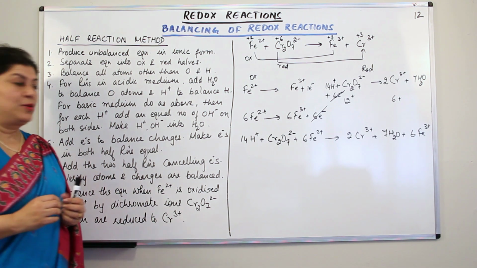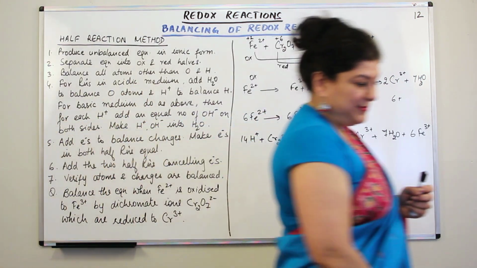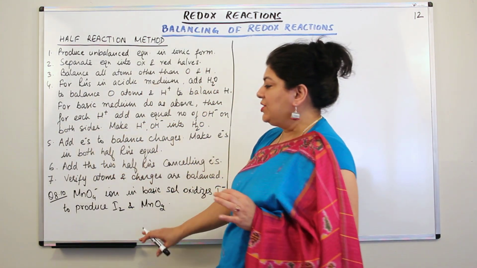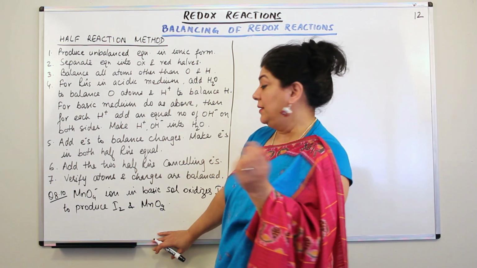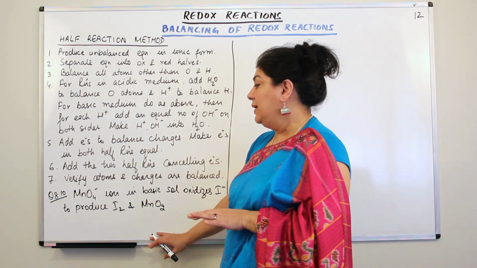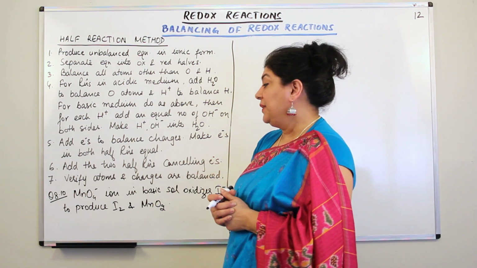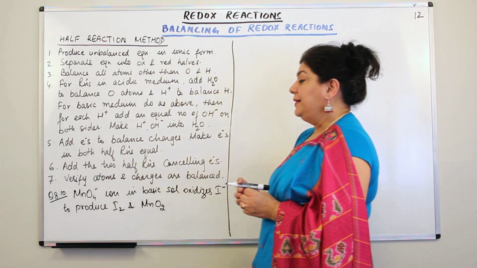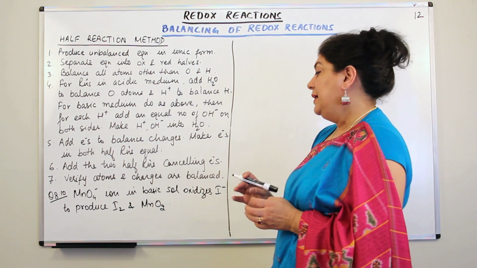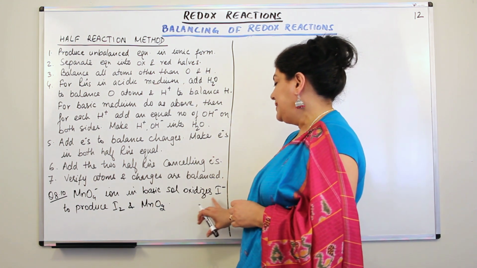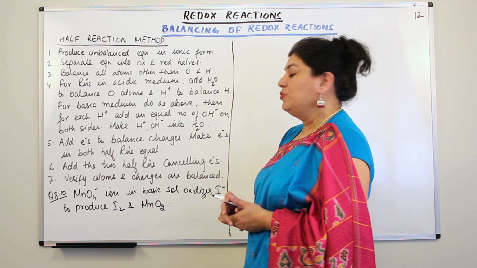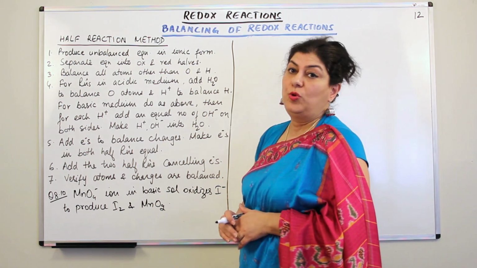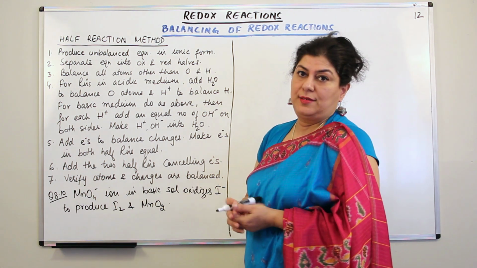Now I'll write the next question. Give me a moment. Okay, now this is question 8.10. It is a solved example of your textbook. Let us solve this. What does the question say? It says, permanganate ion, that is MnO4 negative ion, in basic solution oxidizes I negative ion to produce I2 and MnO2. You have to balance this equation.